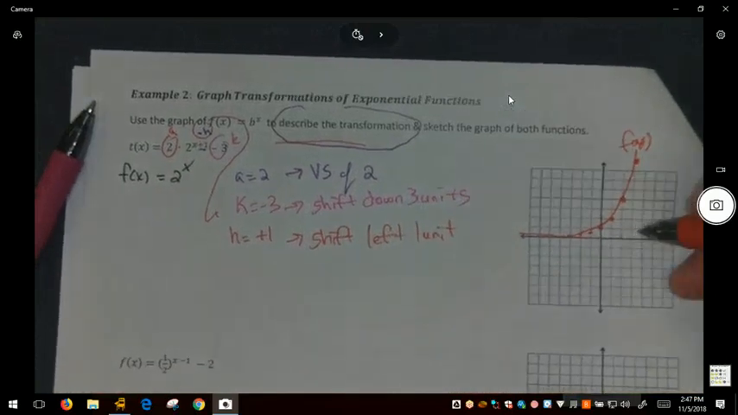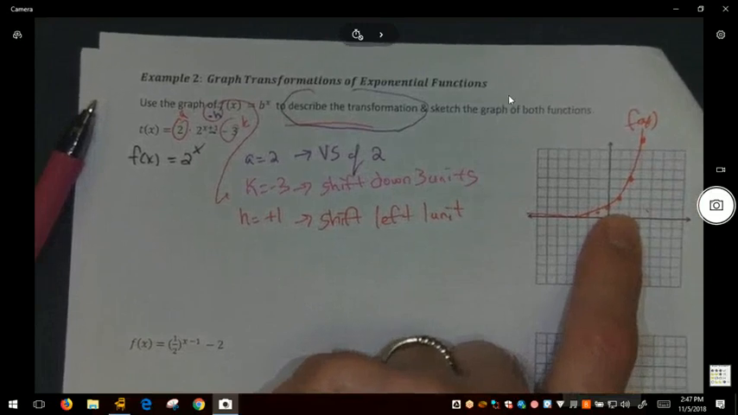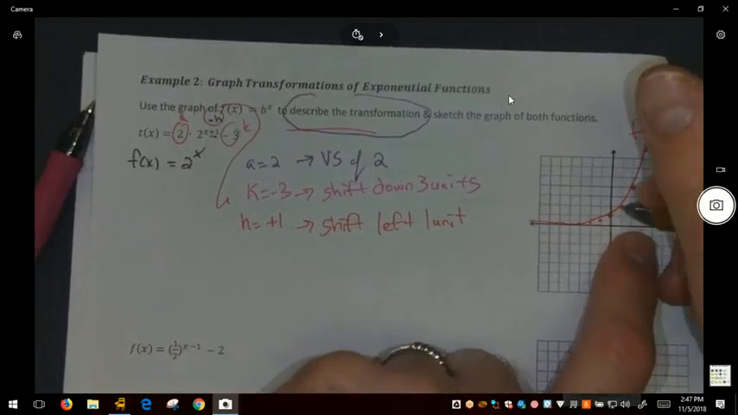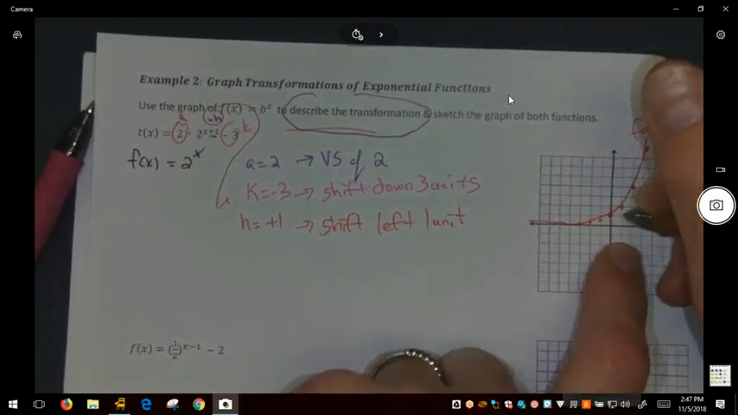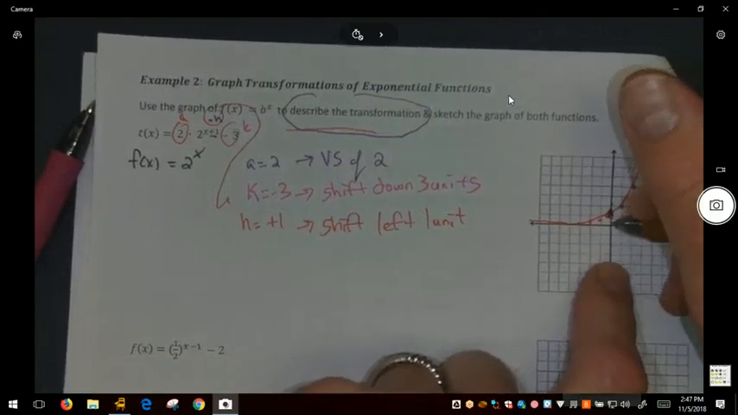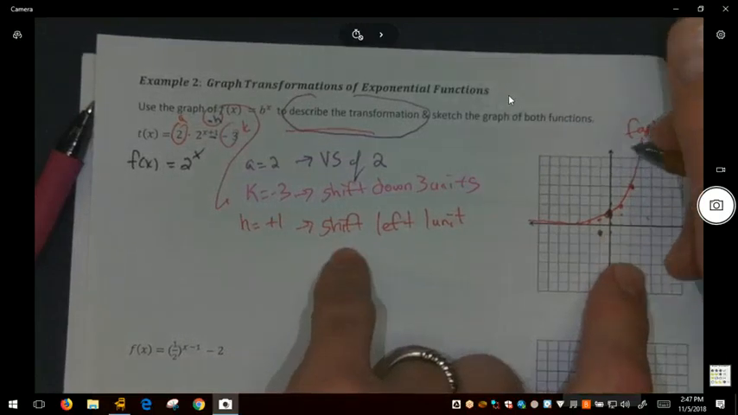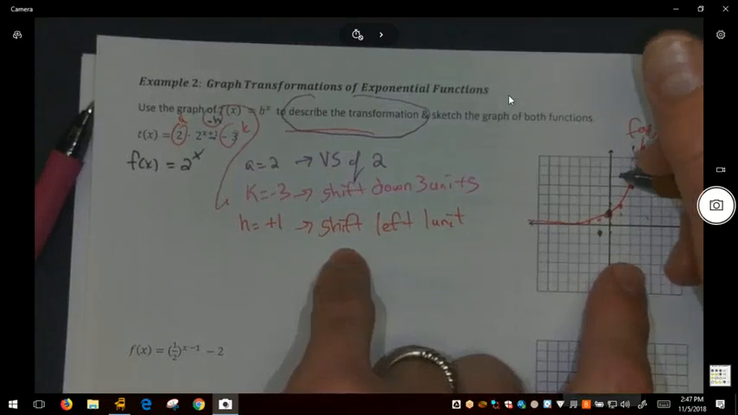So all of these heights are going to be multiplied by 2, shifted down 3 units, and then shifted left 1 unit. So this would have been 4, and then down 1, 2, 3, and then left a unit. This would have been 2, and then down 1, 2, 3, and left a unit. This would be shifted up to 8, then down 1, 2, 3, and left a unit.